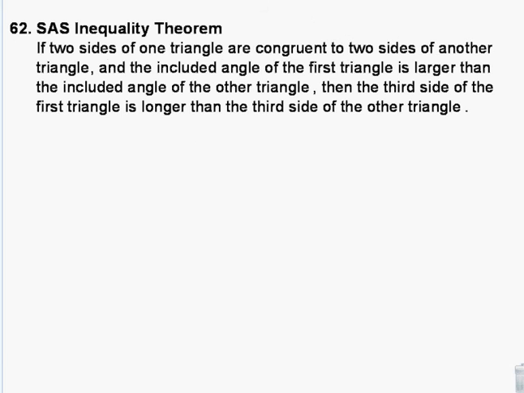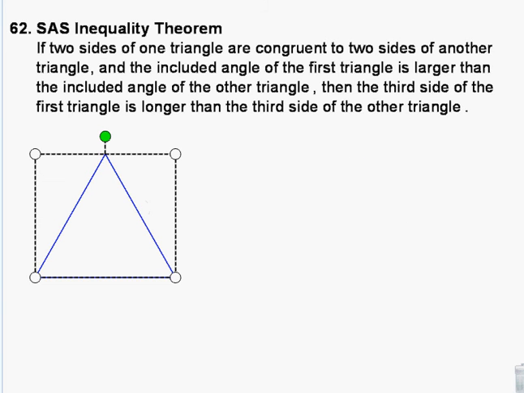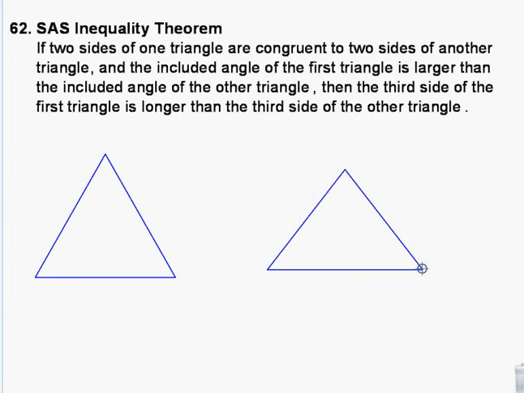Then we have the side angle side inequality theorem. This is when we have two triangles. So let's do two triangles. Only we'll do it not green. Okay, so I have two triangles, let's just say.